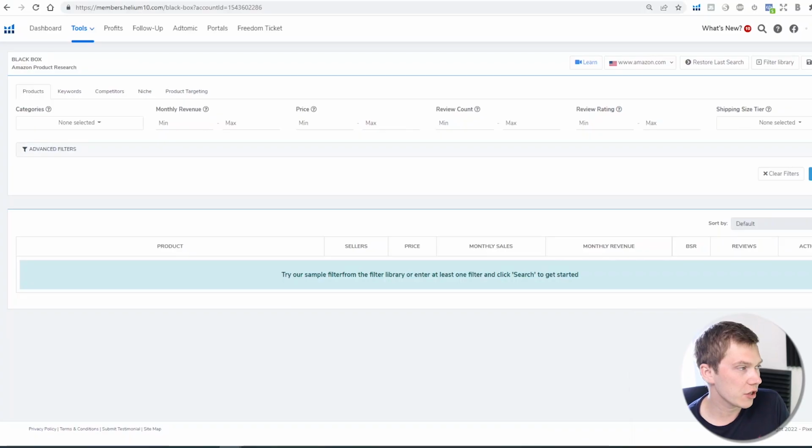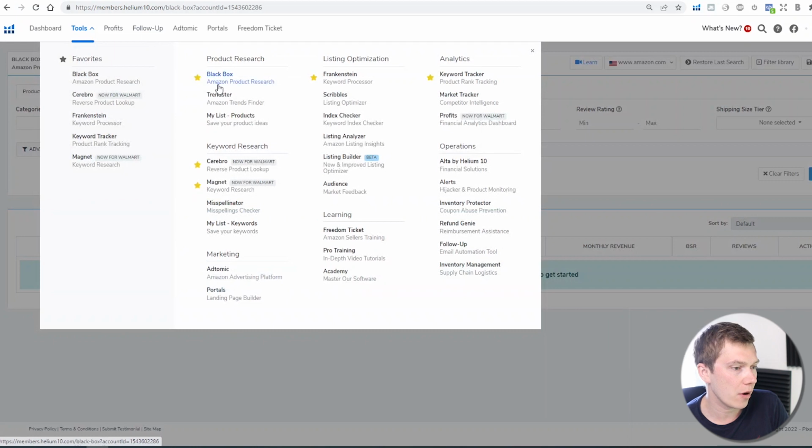So let's jump into the computer. Assuming that you have got your Helium 10 account set up, the first thing that you'll want to do is log in to your Helium 10 account, and then you'll want to press Tools at the top of the screen and then click into Black Box.